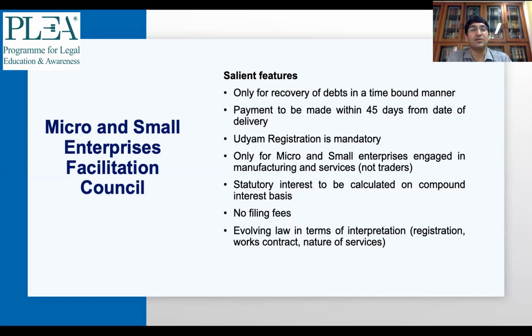Then another point is the works contract. A works contract is something like constructing a building. One client we have is constructing a railway line. So can we say it is a supply of goods, a supply of services, or a completely different contract? All these things are still evolving law. Because more people have started approaching, these questions have started coming up, and you will have to be very mindful of any judicial changes, which are bound to happen. All these things have to be kept in mind when approaching the MSME council.